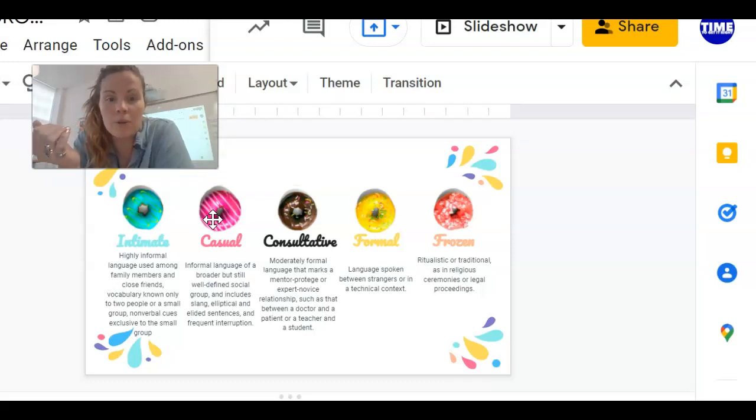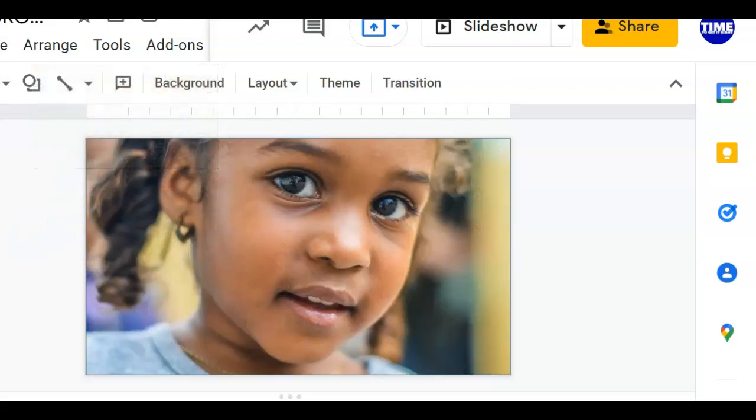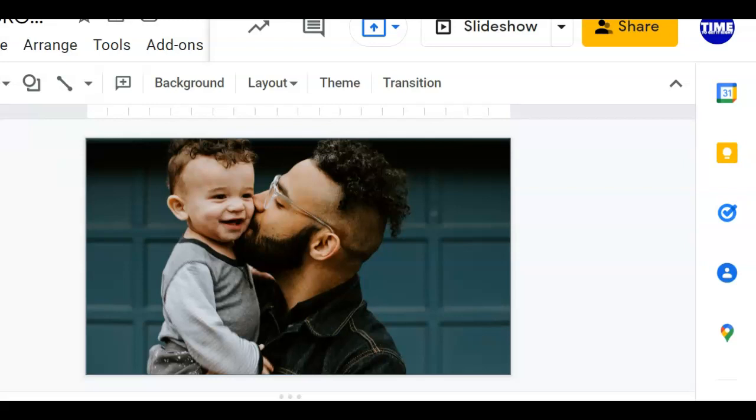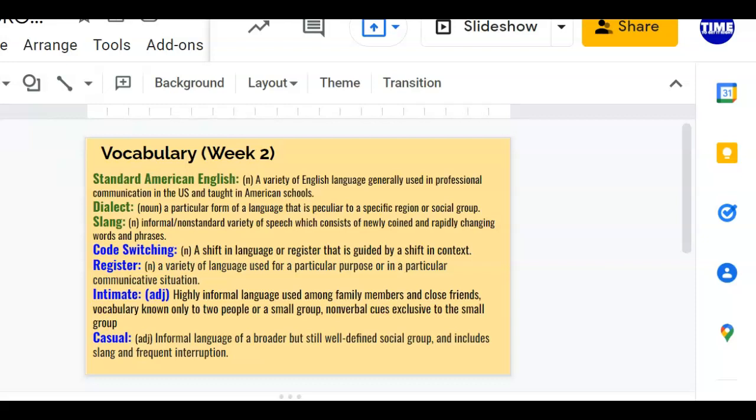Casual is informal language of a broader but still well-defined social group. It includes slang and different types of sentence types and frequent interruptions. So casual is like what I hear when I go down the hallway with my jangly little keys, right? Can you take a second now? Let's take a moment and also just look real fast. Here's intimate again, casual. Can you go ahead and write out those terms and definitions for intimate and casual register now?